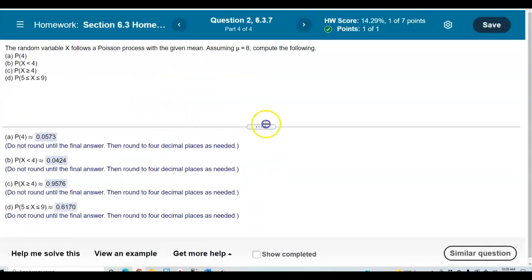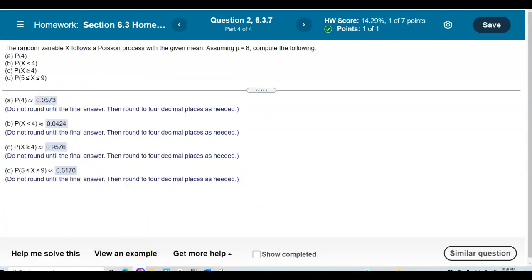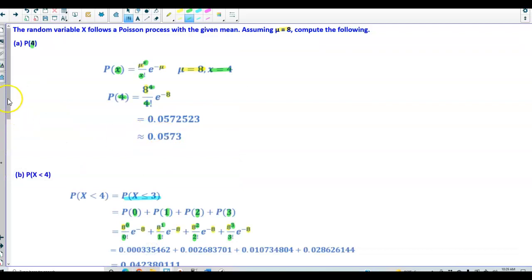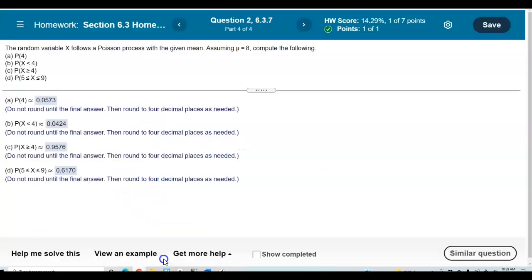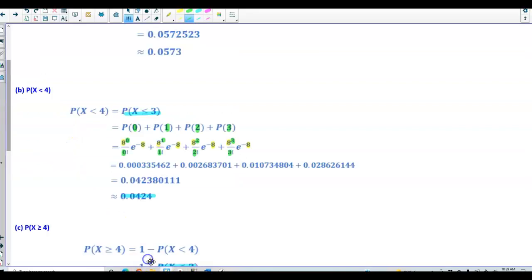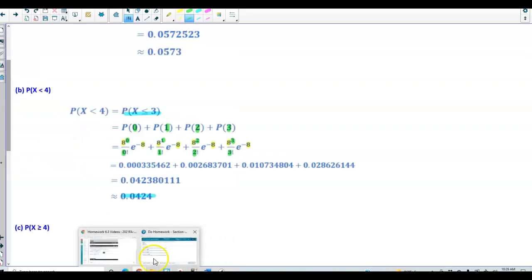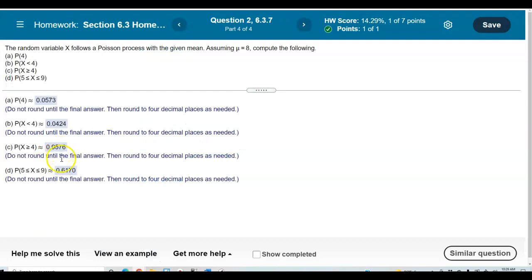So we can see that the first one is 0.573, and that's what we got for the first one. The next one was 0.0424. Part C is 0.9576. Let's go ahead and put that in there. 0.9576, and the last one we had was 0.6170.